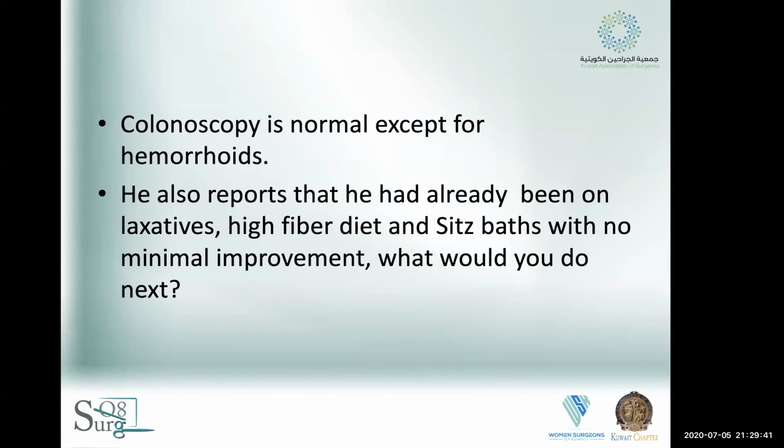Technically, how can you remove it? It would be best to do it in the main operating theater under an examination under anesthesia, removing the band using forceps and scissors and just cutting the band open.